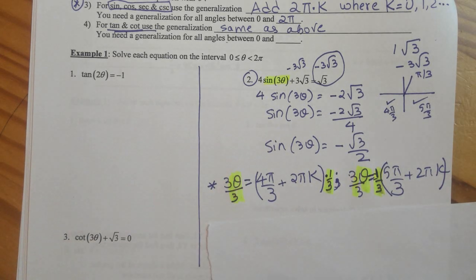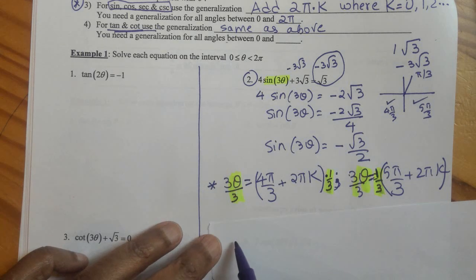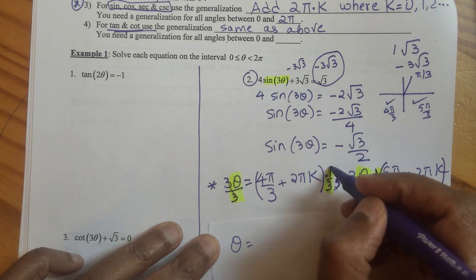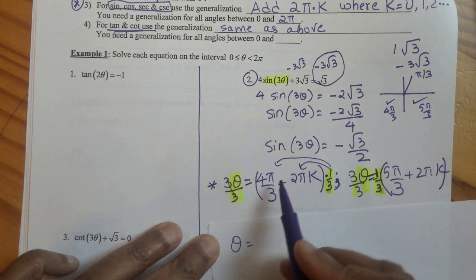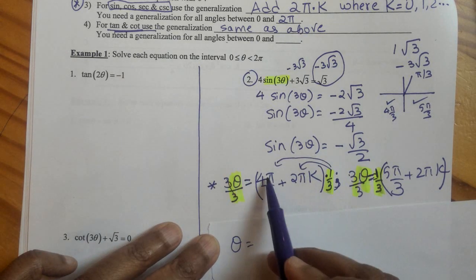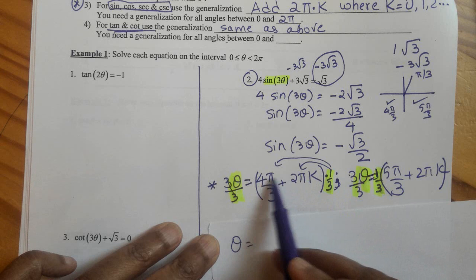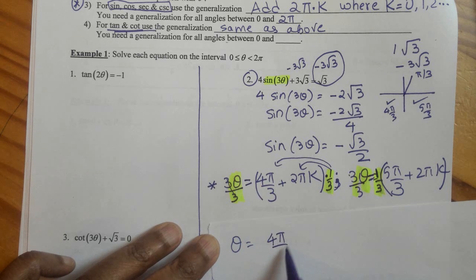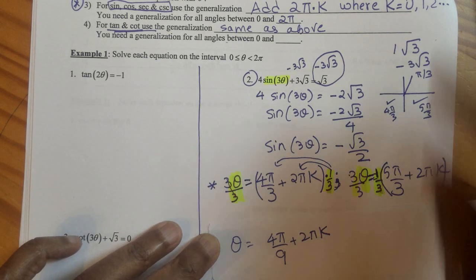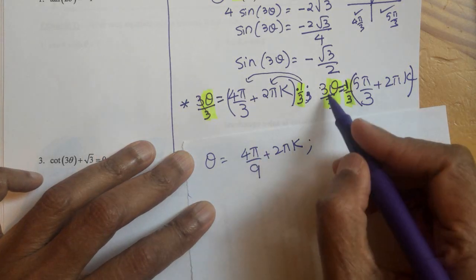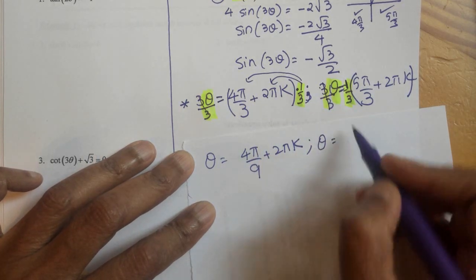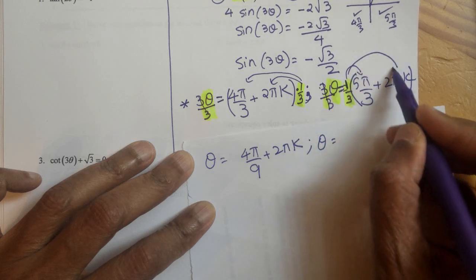Okay, let's see where we go from this. So I've got my goal here. This will give me theta. What happens here? You have to distribute to both the terms. So 4 pi over 3 multiplied by 1/3, you multiply top to top, bottom to bottom. So this becomes 4 pi by 9 plus 2 pi k. That doesn't go anywhere. Okay, let's keep going. You have 2 solutions. You have to work this for both the solutions. Theta equals, again, you multiply this to both the terms.